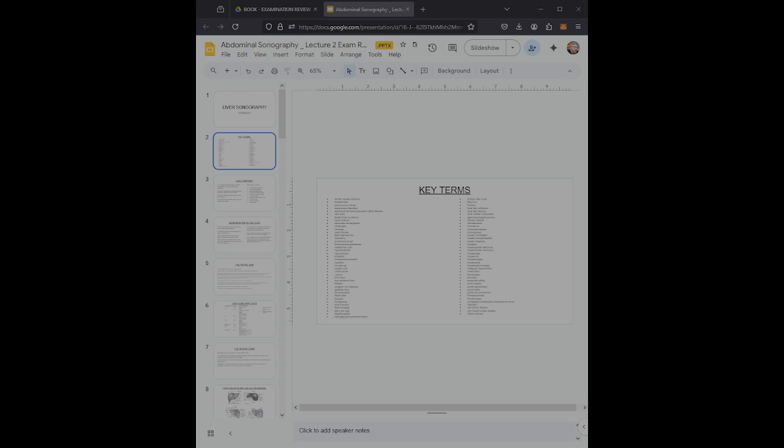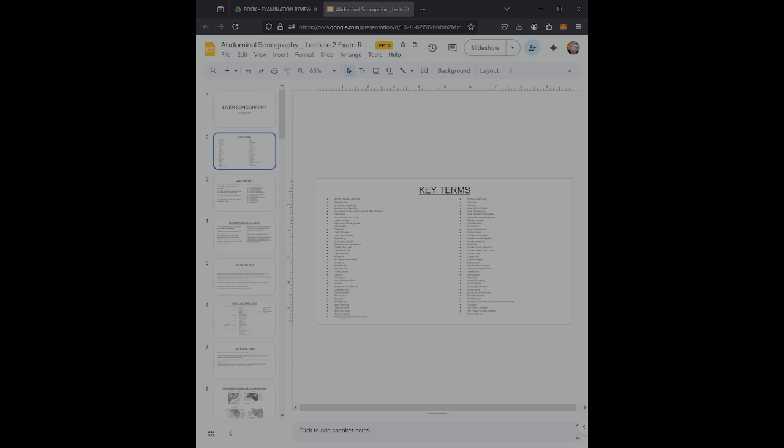Kernicterus, this is brain damage from bilirubin exposure in newborns with jaundice. Kupffer cells are specialized macrophages within the liver that engulf pathogens and damaged cells. Leukocytosis, we saw this in a synopsis of key terms. This is an elevated white blood cell count. Lipoma is a benign fatty tumor. The liver hilum is an area of the liver where the common bile duct exits the liver, and the portal vein and the hepatic artery enter the liver. We also refer to this as the porta hepatis.